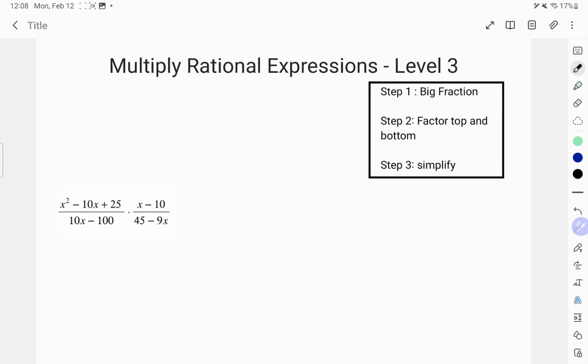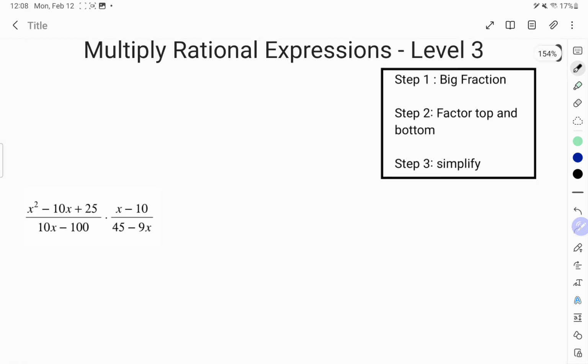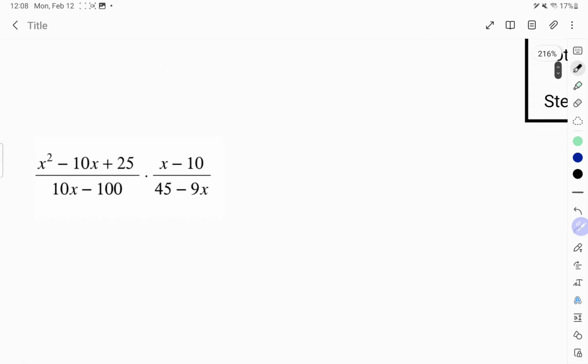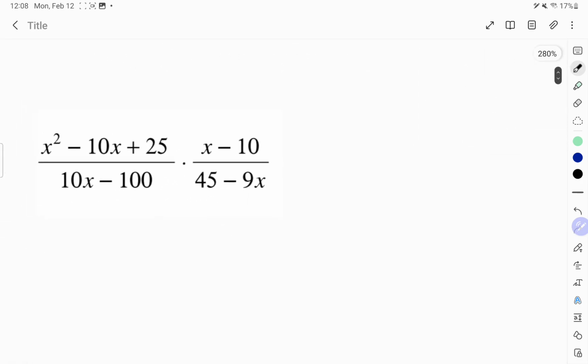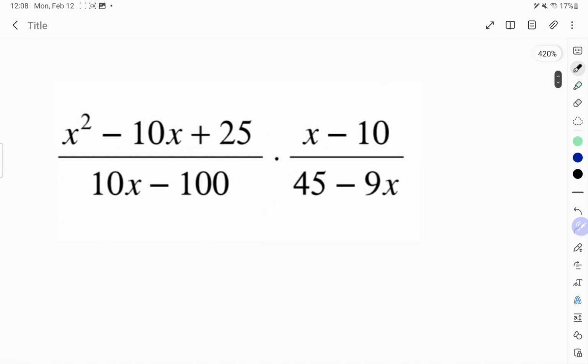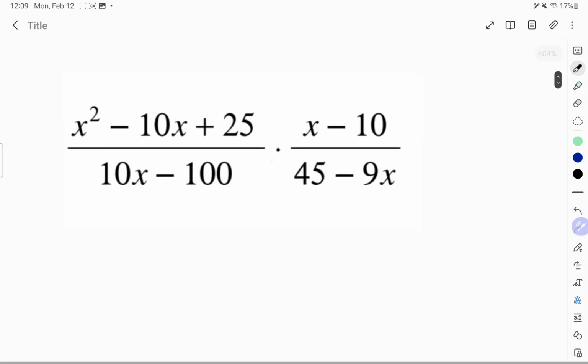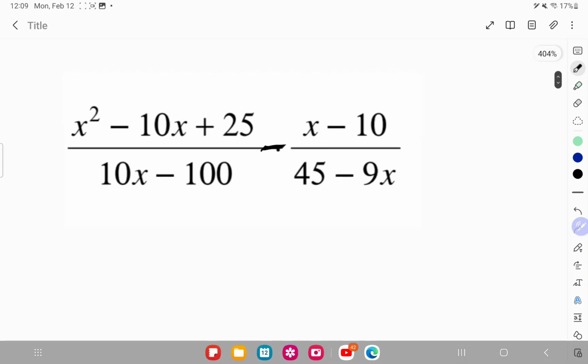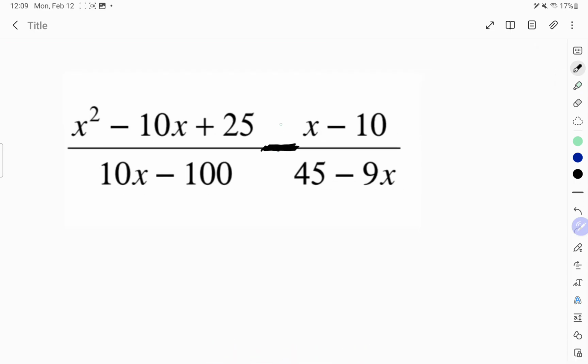We're only going to be doing one problem on this one, because I want to go a little bit slower so you guys can really see what's going on, because there's going to be a lot of stuff going on. So let's start with step number 1. I'm going to turn this whole thing into one fraction. I'm going to write a line right over the multiplication sign, and put times here and times here.